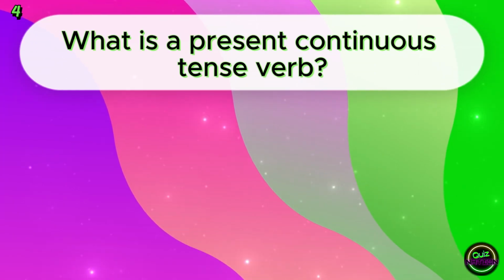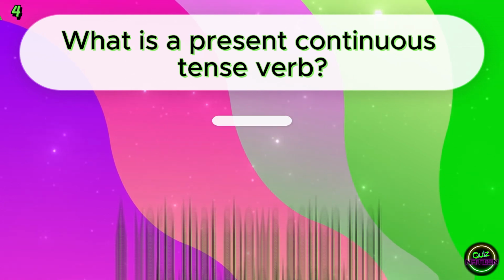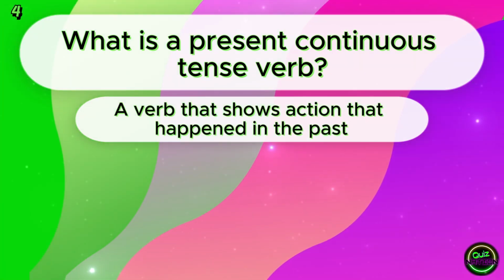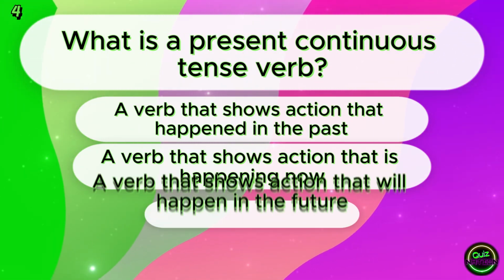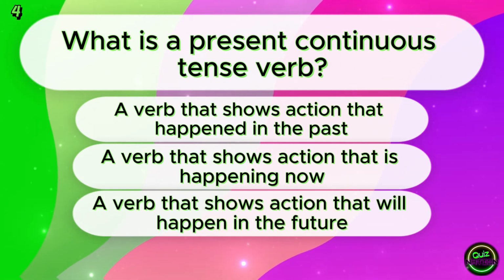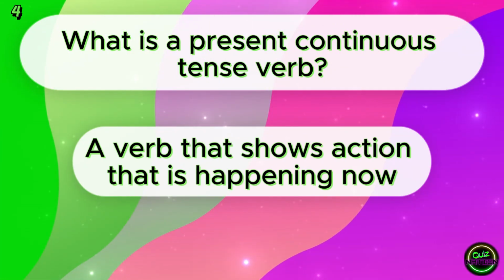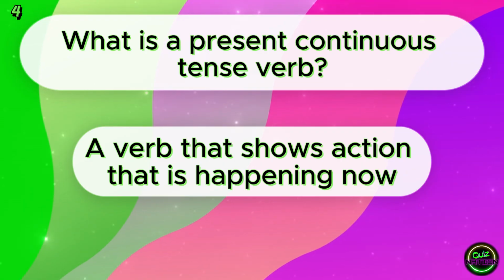What is a present continuous tense verb? A verb that shows action that happened in the past. A verb that shows action that is happening now. A verb that shows action that will happen in the future. The answer: a verb that shows action that is happening now.